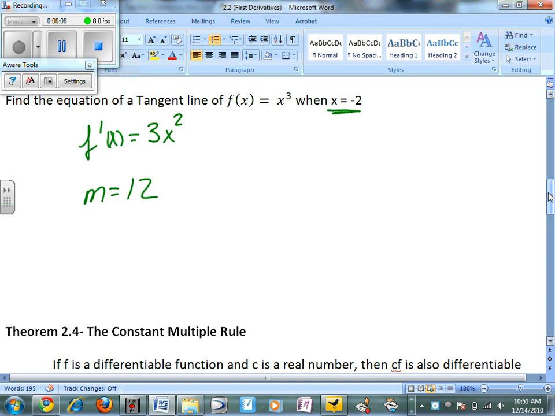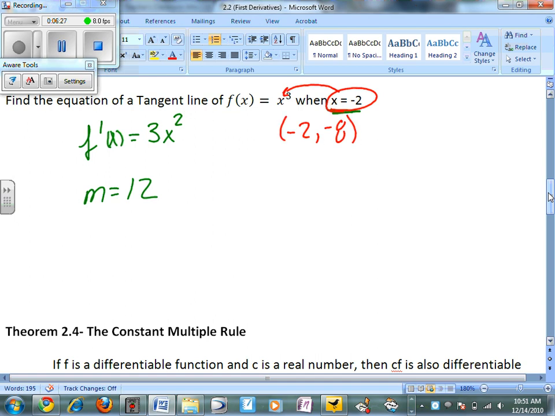Negative 2 squared is 4. 4 times 3 is 12. Now, we have the slope. Well, we probably need a point. We need to figure out what the y value is. We have the x value. To figure out the y value, we just plug it into the original equation. So we have a point of negative 2, negative 8 when we plug that into the original function.